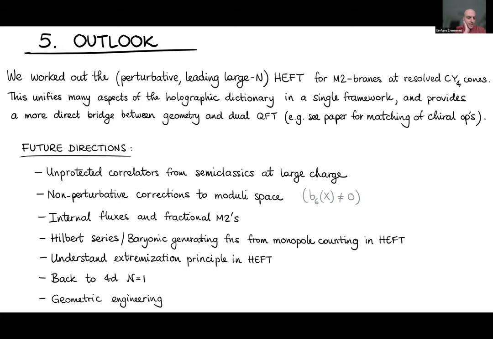And now, given the audience, I'll add maybe a couple more comments. As I told you, essentially the chiral operators in this holographic effective field theory, at least if we formulate it here in terms of vector multiplets, are 't Hooft monopole operators. So it would be interesting to reframe the geometric calculation of Hilbert series or baryonic generating functions in terms of monopole counting in this holographic effective field theory.